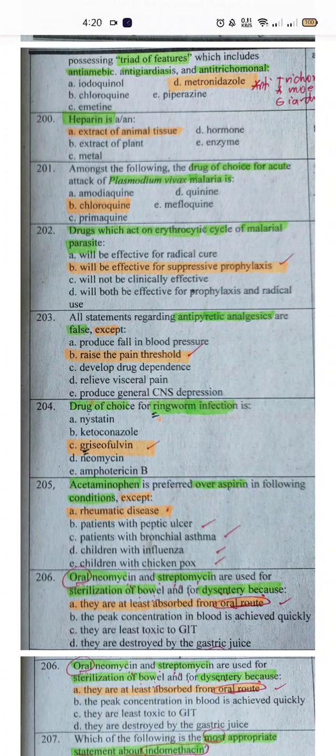205. Acetaminophen is preferred over aspirin in the following conditions except in rheumatic disease. Acetaminophen has analgesic and antipyretic activities. Aspirin is used as an antipyretic, analgesic, and anti-rheumatic. Its use in rheumatism has been reviewed and it is said to be the drug of choice. So, aspirin is the drug of choice for rheumatic disease.